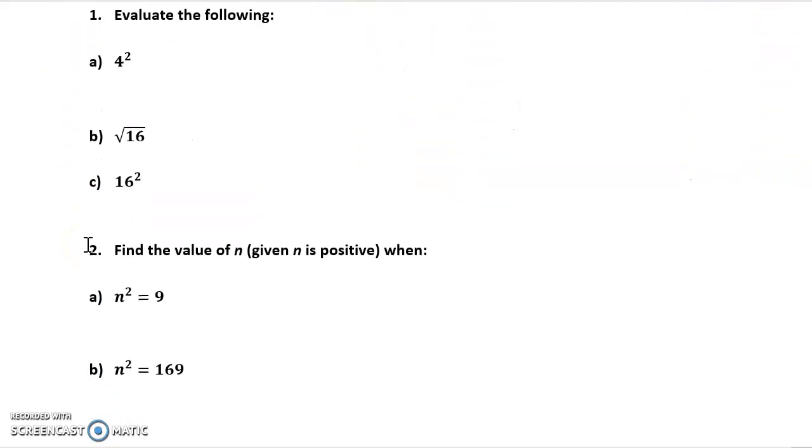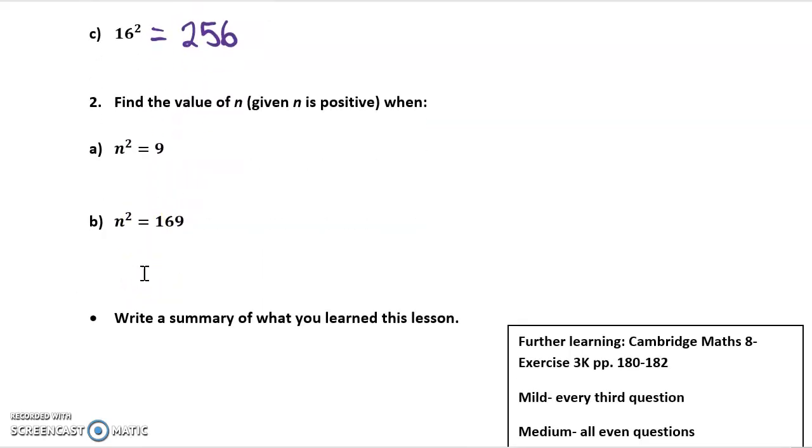Okay, so in these examples, we're just going to evaluate. Evaluate simply means to find the value of it, work it out. So 4 squared means 4 times 4. Again, you can use your calculators for this. Then we're doing the opposite, square root of 16. And 16 squared, use your calculator, but hopefully you'll learn them and it will save you time.